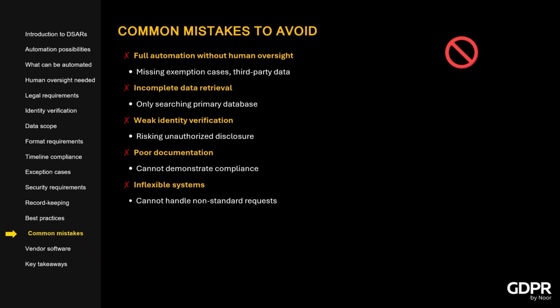Weak identity verification. Oversimplified verification risks unauthorized disclosure. You need a balanced, secure process. Poor documentation. Missing audit trails make it impossible to prove compliance. Every step must be logged. Inflexible systems. Automation that can only handle standard requests causes non-standard requests to fail or be ignored. Avoiding these mistakes protects compliance, security, and user trust.